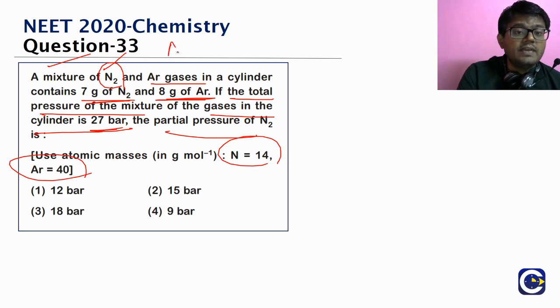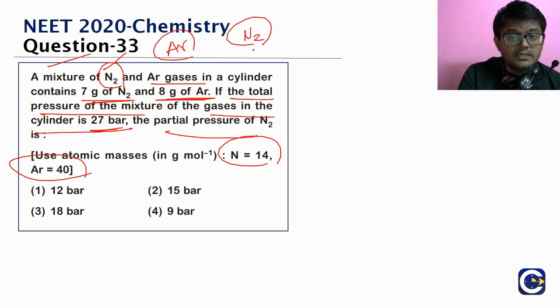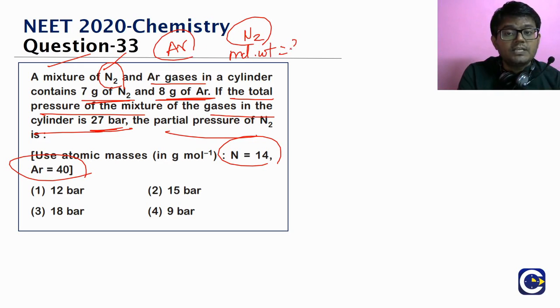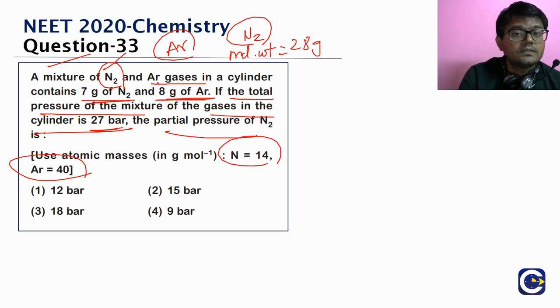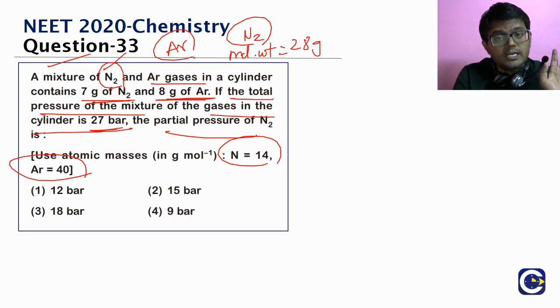Here they are giving us the atomic mass of nitrogen and the atomic mass of argon. By the way, argon is what? Monoatomic. What about nitrogen? Diatomic. Means the molecular weight of nitrogen gas will be what? 2 atoms are there, so 14 plus 14 is 28 grams. Argon is a monoatomic gas.